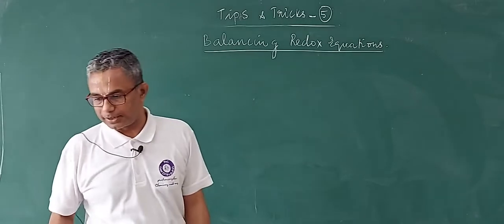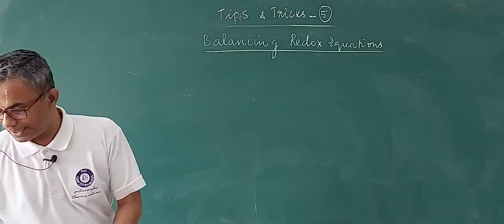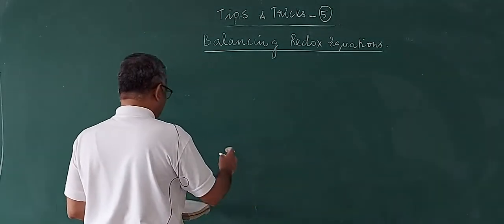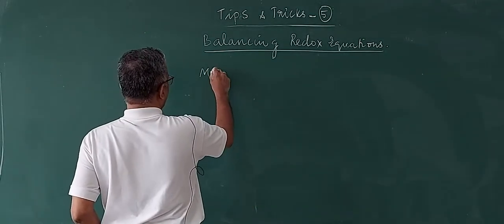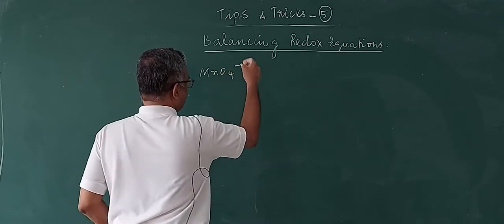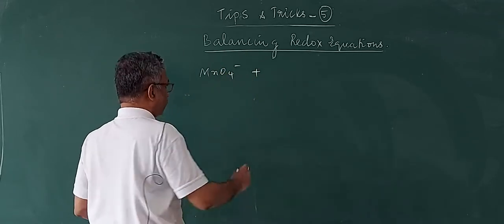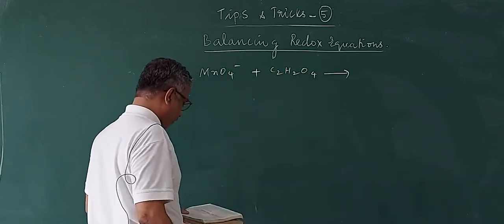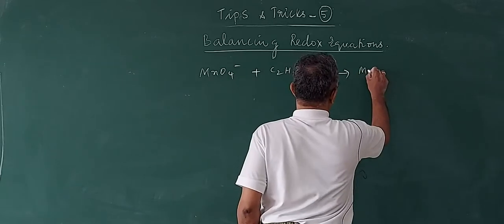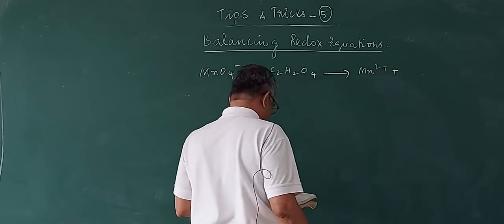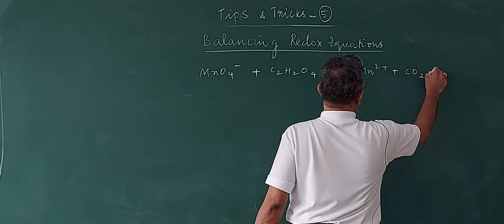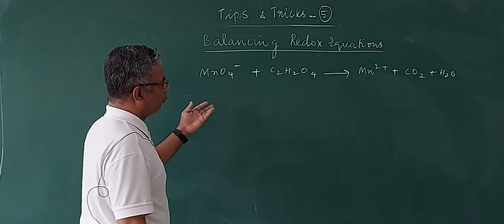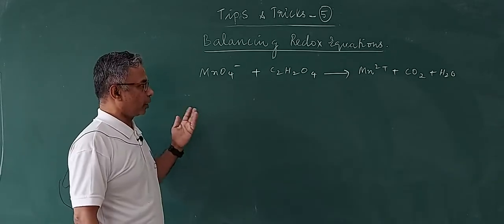Okay. Now, let us see how we do this. Let us take an example of some equation, and I will take an example of KMnO4, that is MnO4 minus plus C2H2O4. This is oxalic acid, giving you Mn2 plus, CO2 plus H2O. Okay. Now, this is an equation. You will be getting an equation like this for solving.